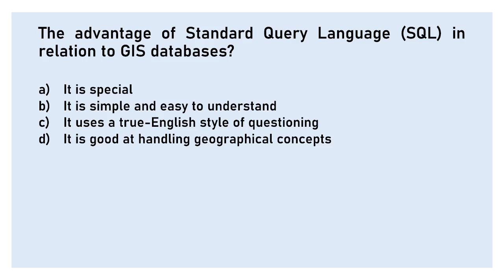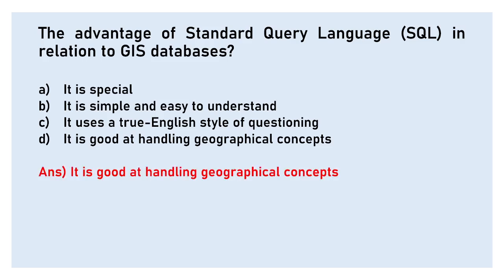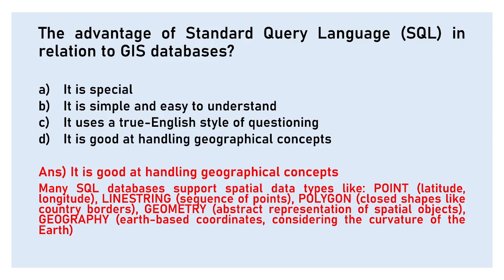The answer is correct for this question. It is good at handling geographical concepts. Many SQL databases support spatial data types like point, line, polygon, geometry, geography. Point means you get latitude, longitude. Lines give a sequence of points with latitude, longitude data. Polygon is a similar thing. Country borders and all are considered in polygons.